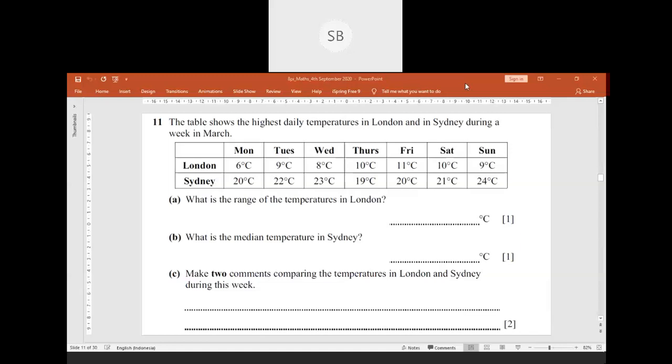Isn't it the largest minus the smallest? Yes, correct. Range is the largest minus the smallest. That is correct. Okay, since we talk about the range, maybe we can revise some of the other ones.